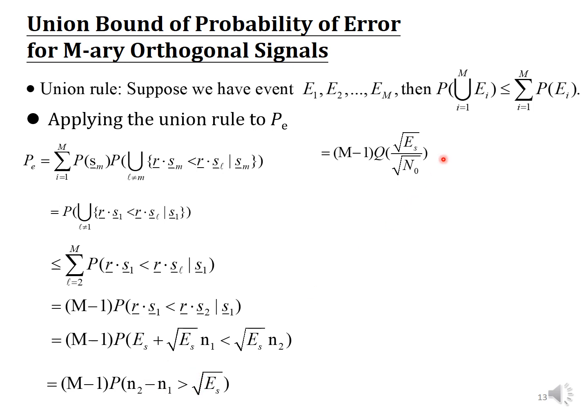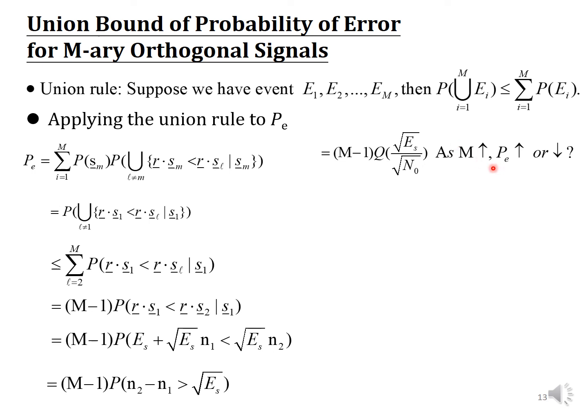Okay, so here we have the simple upper bound. The upper bound represents the error probability of M-ary orthogonal signals. We have a closed form expression for the upper bound, the union bound of error.